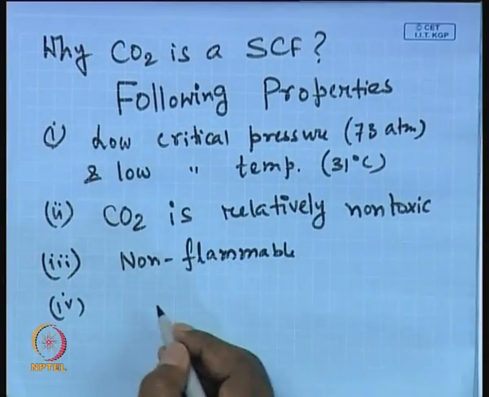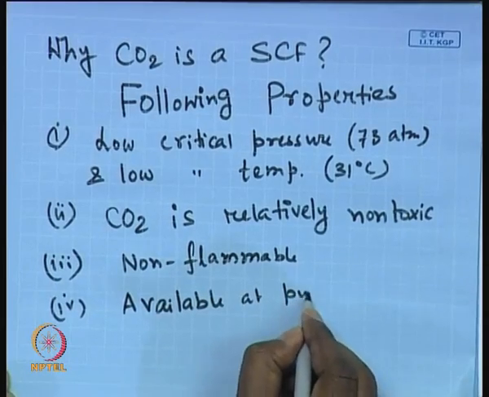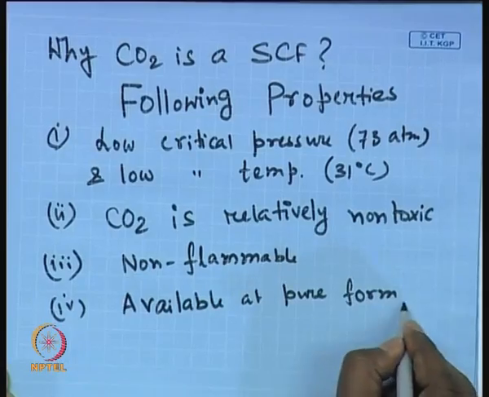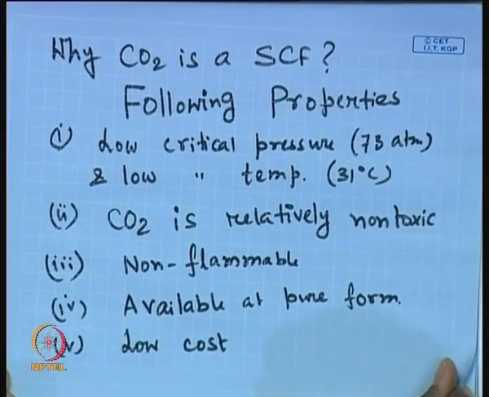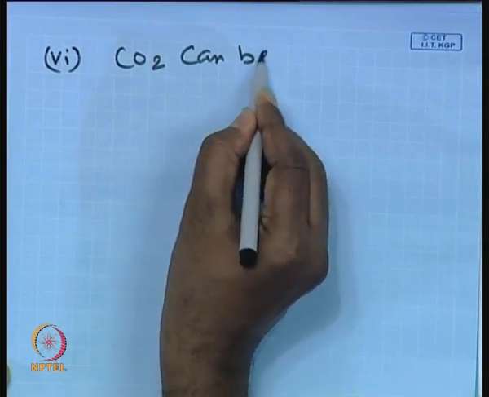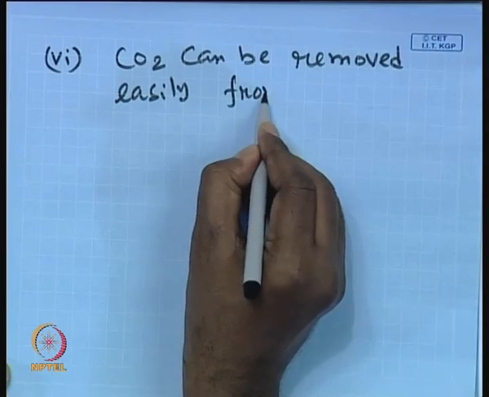Fourth one is that it is available at high purity. Generally, carbon dioxide is available at relatively high purity, in purer form. The cost is low. This can easily be removed from the extract. That is an important property, because if the solvent is there in the extract, then that becomes a contaminant. So, how easily or how quickly you can remove the solvent from the product becomes an important property. So, carbon dioxide can be removed quite easily from the extract.